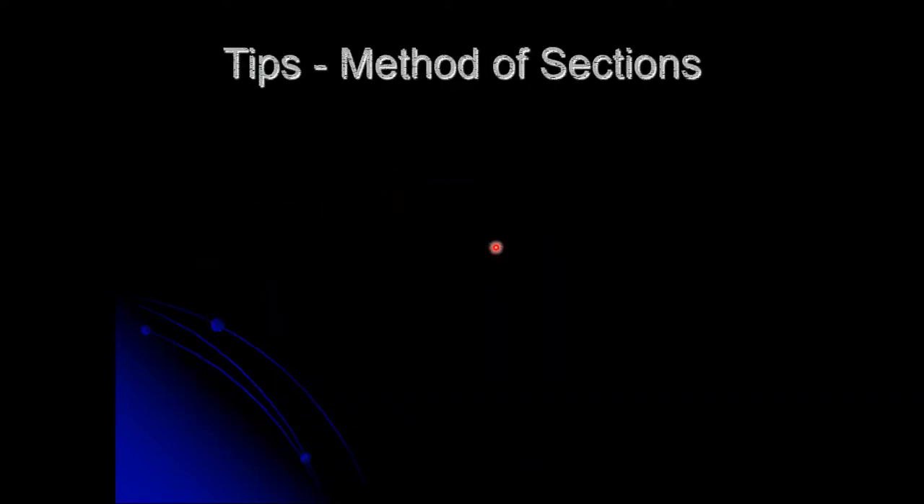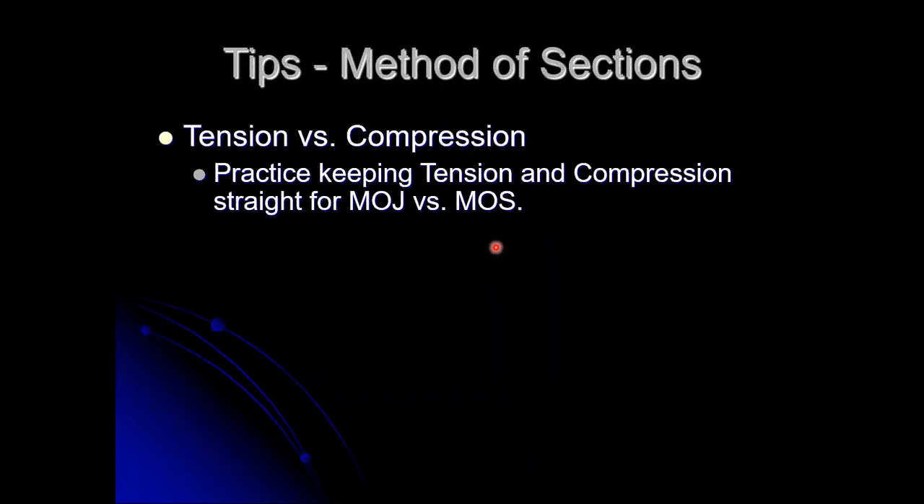And in the tips here for tension versus compression, make sure you practice on keeping those straight. How you figure out tension or compression for method of joints and how you figure it out for method of sections. You can't cross those two up. Use that picture I gave last week for what tension looks like and what compression looks like based on the end of the member.